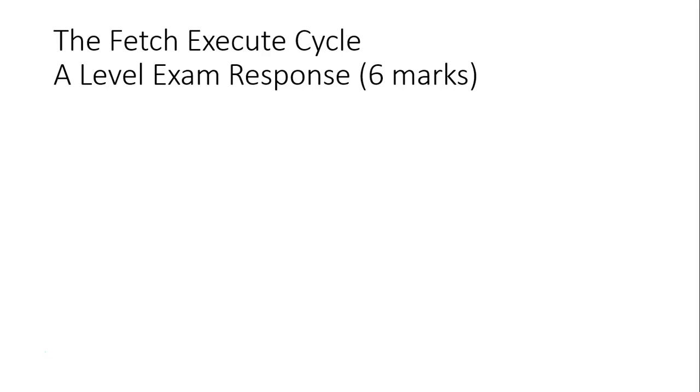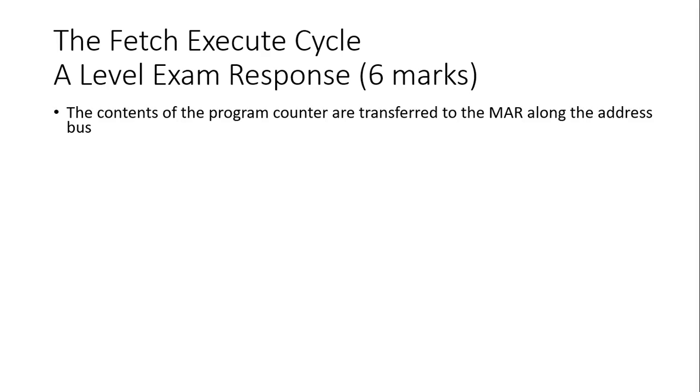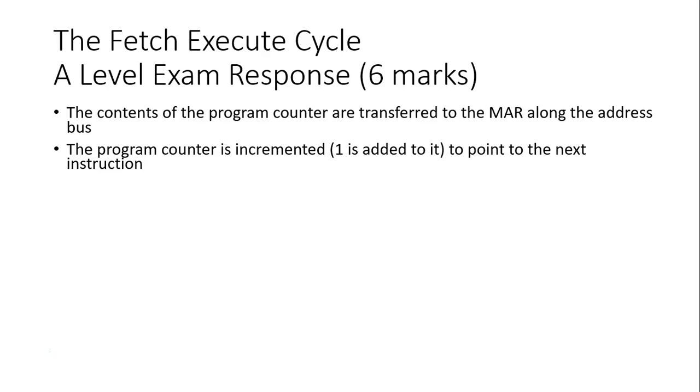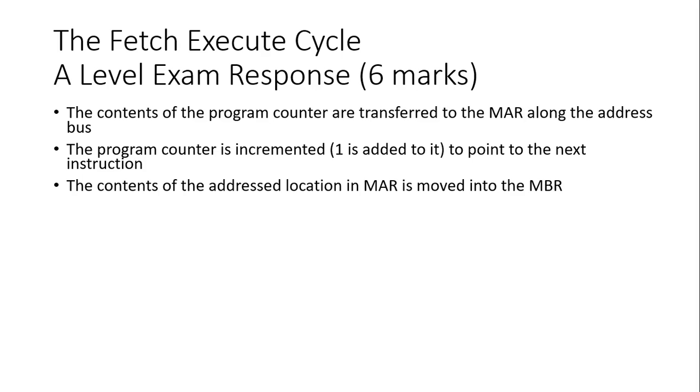However, if we're looking for an A-level set of detail, this was an exam question on the specimen paper, and looking at the mark scheme, they're expecting you to know that first of all, the contents of the program counter are transferred to the MAR along the address bus. The program counter is then incremented by 1 to point to the next instruction. The contents of the address location in MAR is then moved to the MBR, and the MBR contents are then copied into the CIR. So that's the fetch part of the cycle.